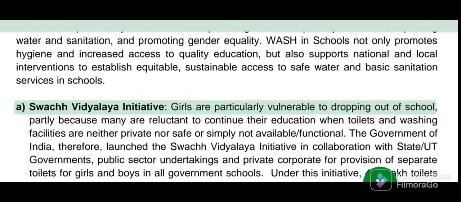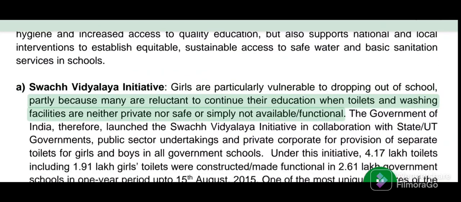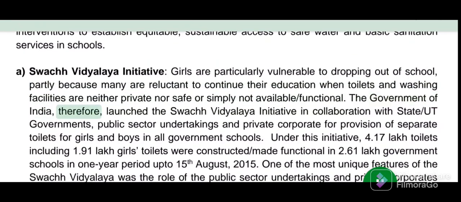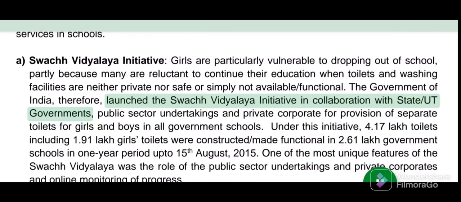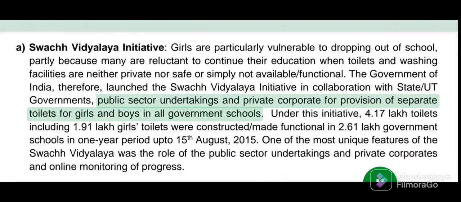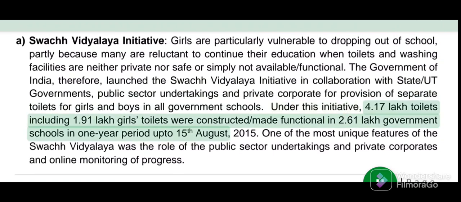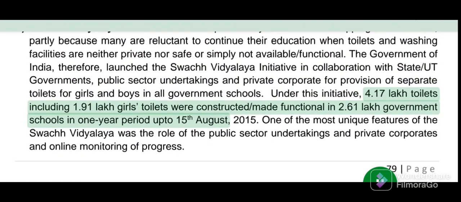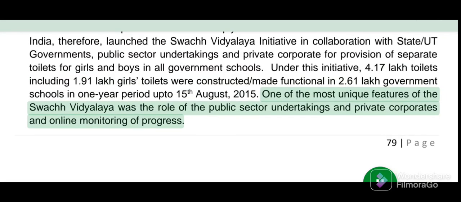A. Swachh Vidyalay initiative. Girls are particularly vulnerable to dropping out of school, partly because many are reluctant to continue their education when toilets and washing facilities are neither private nor safe or simply not available or functional. The Government of India, therefore, launched the Swachh Vidyalay initiative in collaboration with state, UT governments, public sector undertakings and private corporates for provision of separate toilets for girls and boys in all government schools. Under this initiative, 4.17 lakh toilets including 1.91 lakh girls' toilets were constructed and made functional in 2.61 lakh government schools in a 1 year period up to the 15th of August 2015. One of the most unique features of the Swachh Vidyalay was the role of the public sector undertakings and private corporates and online monitoring of progress.